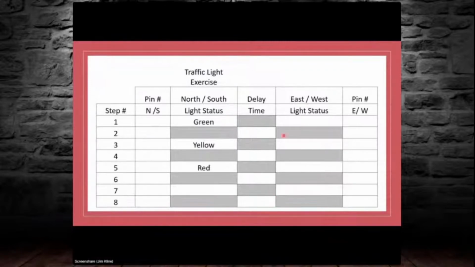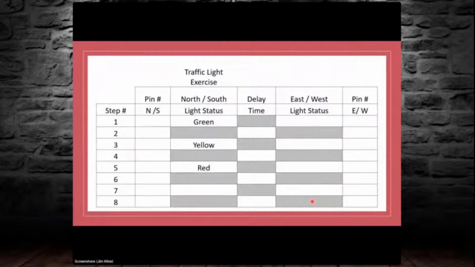Traffic is allowed to flow on the north and south streets. What about the east and west streets? Well, it's an obvious choice. It's going to have to be a red light for the east and west streets. The same applies when the north-south street turns yellow. East-west streets have to have a red light as well.